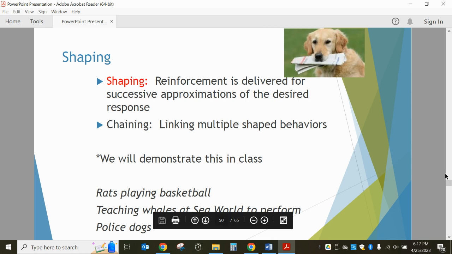We watched the example of rats playing basketball. So for each little behavior they taught the rats to do, they did that through shaping with reinforcement. And then the rats being able to play basketball all together, that was chaining.